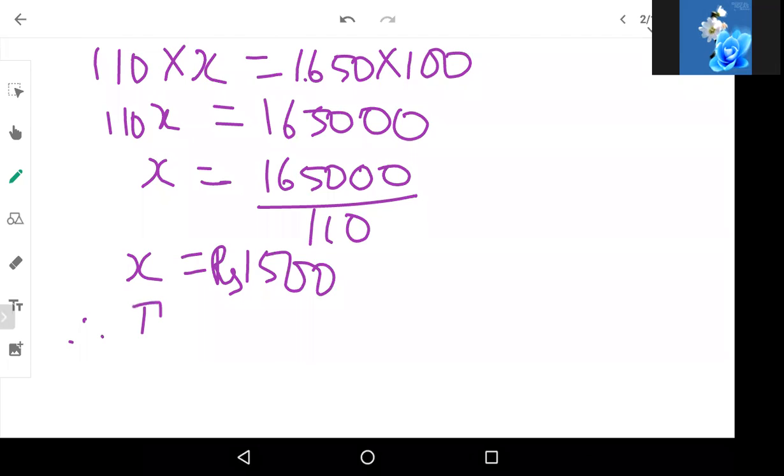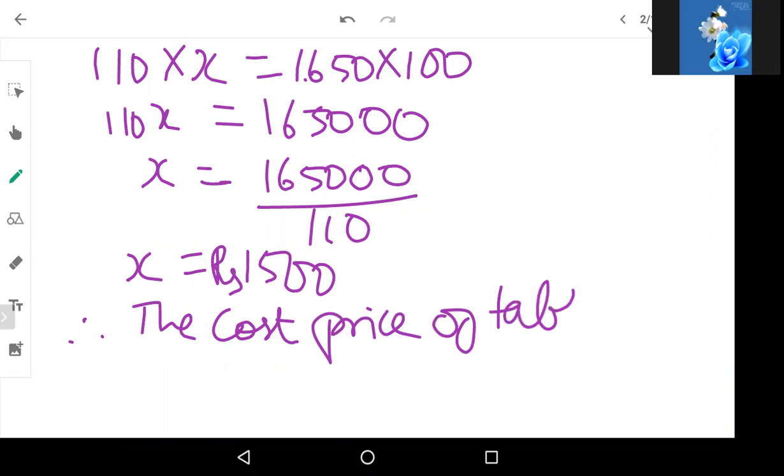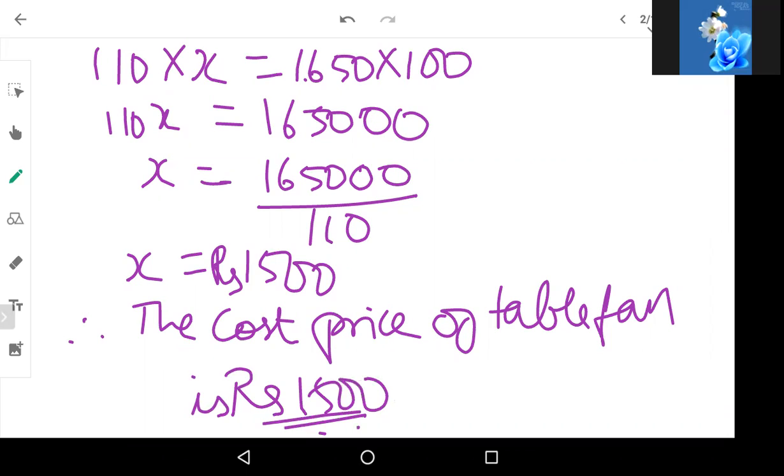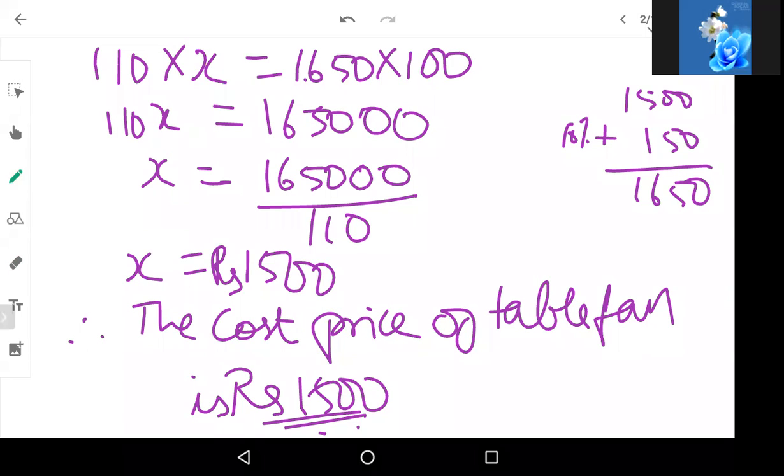Therefore the cost price of table fan is rupees 1500. Now for this 1500, he added 10% profit and sold it at 1650. 10% of 1500 will come up to, okay, 10% profit. 10% means 150 rupees. That is how he got 1650. Okay, so the cost price is 1500 plus 10% profit on that.